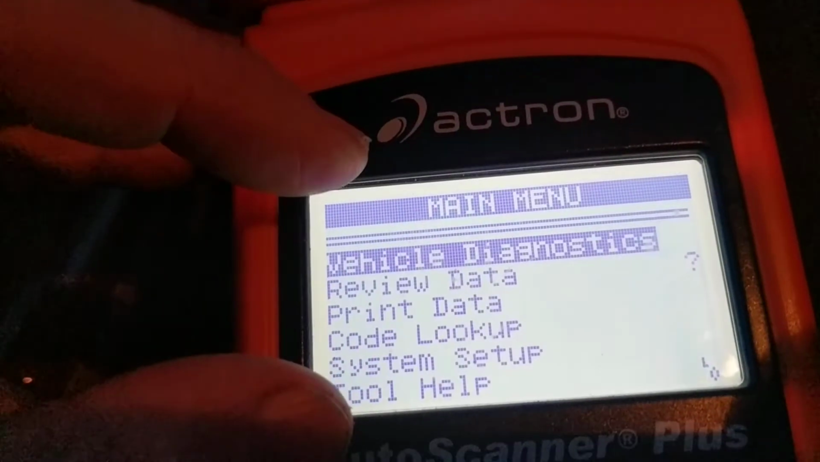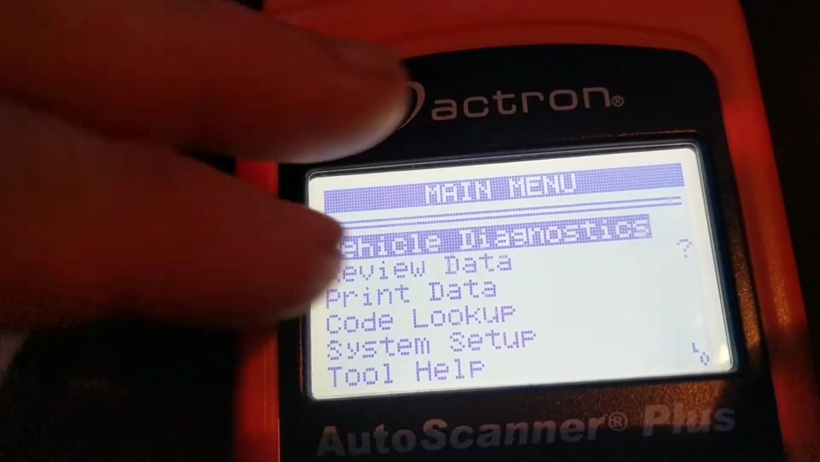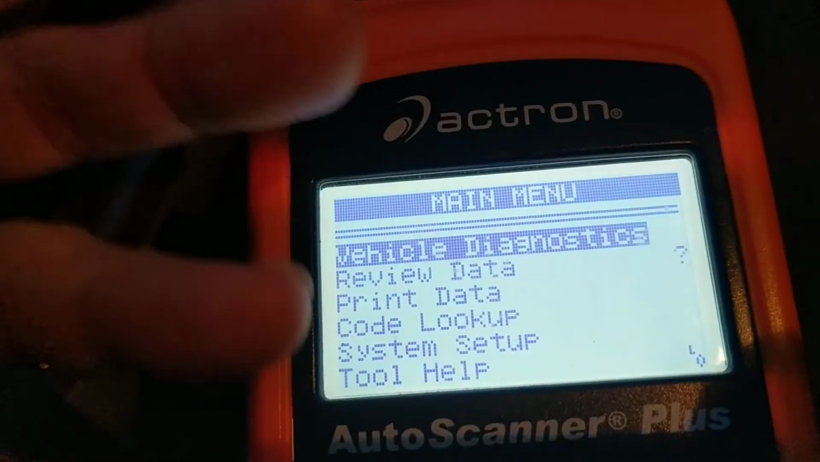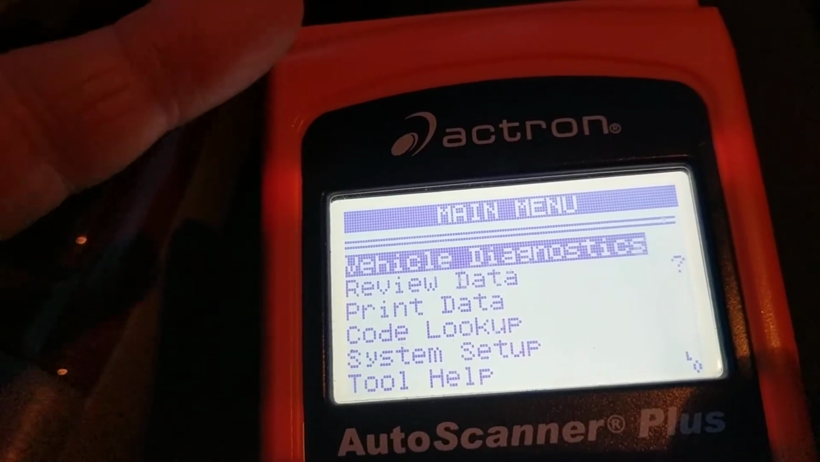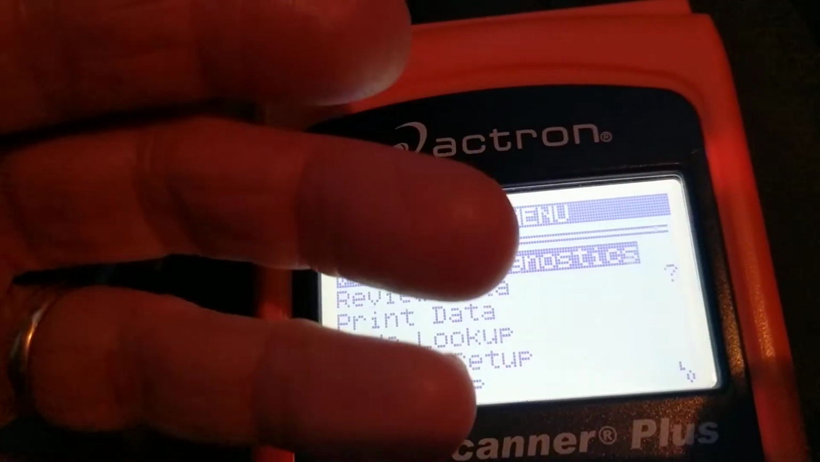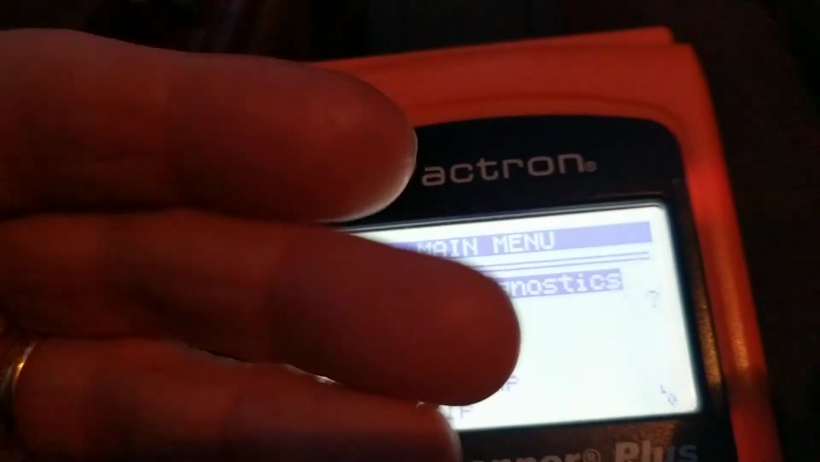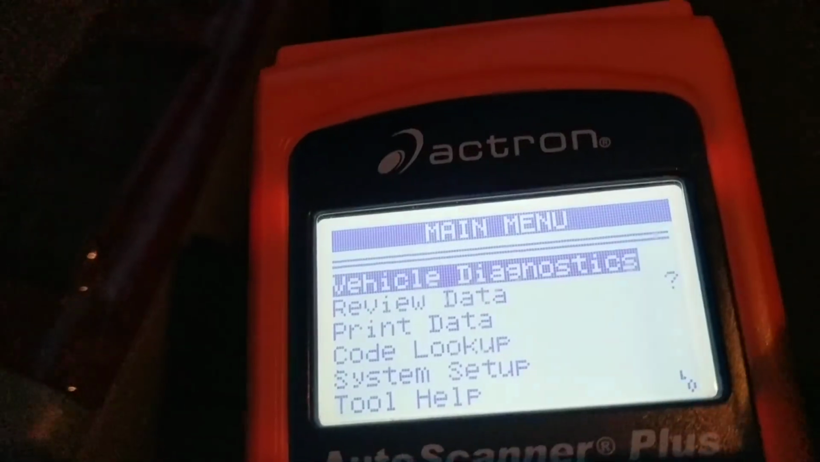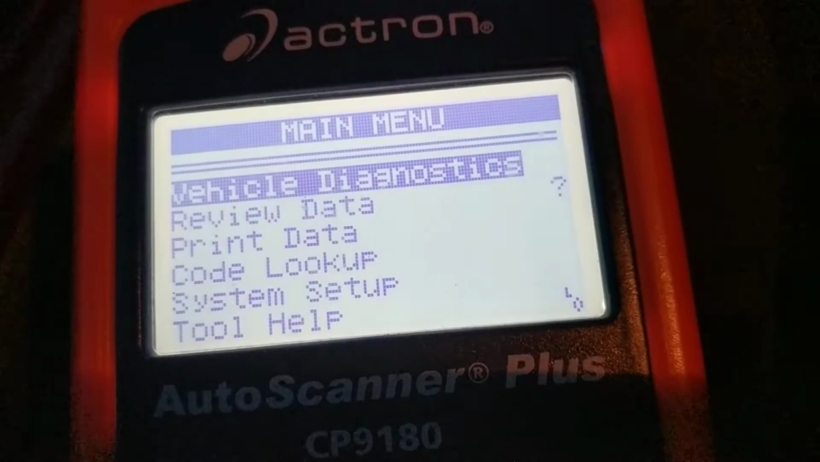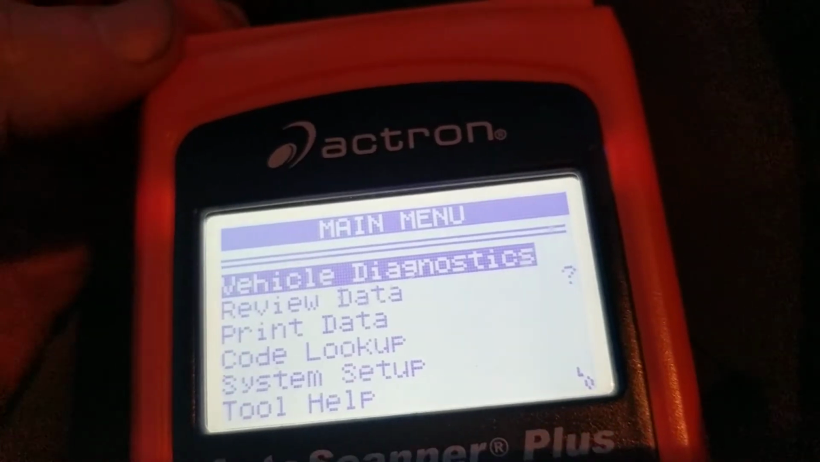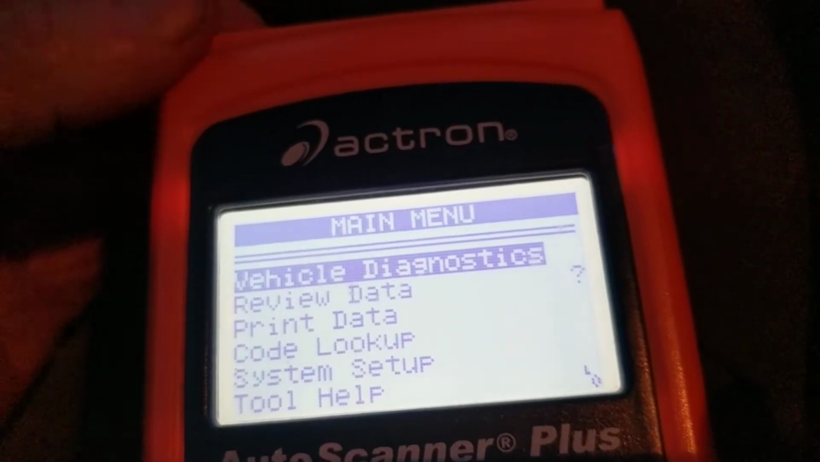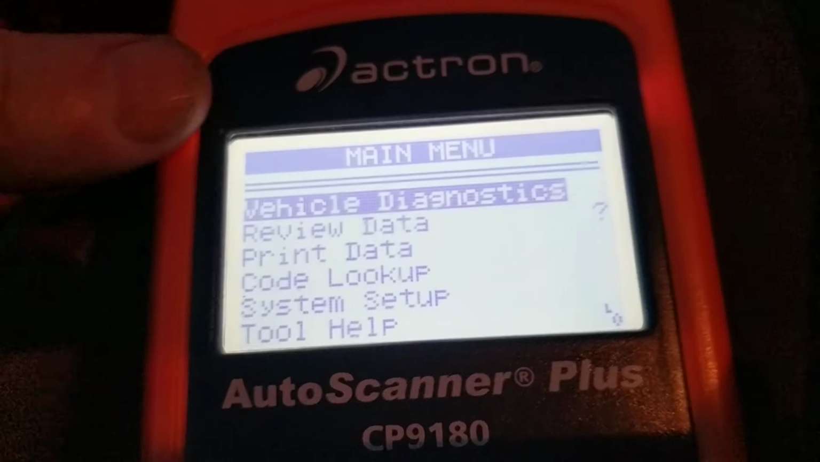Upon clearing the codes, I had 4 incomplete monitors. Upon driving down just to the center of my town, 3 or 4 miles, I came back and one of the monitors had cleared, so it was okay. I had 3 incomplete. They were the catalyst code, the evap code, and an oxygen sensor monitor.